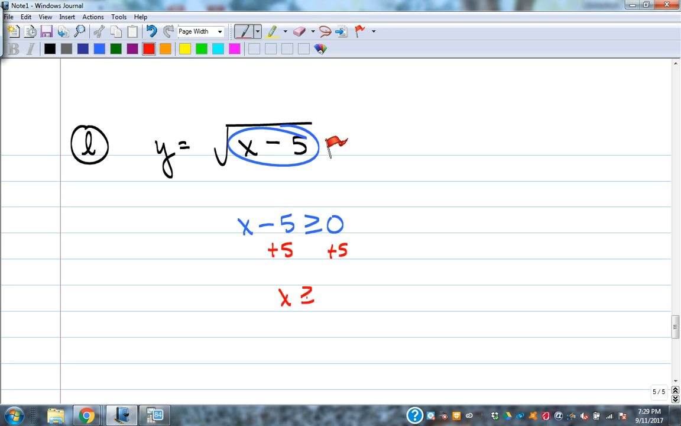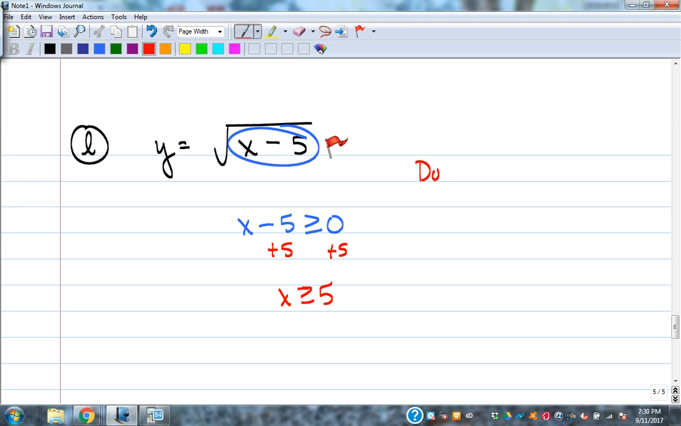That'd be x is greater than or equal to 5. If x is 5 or bigger, then it works. Because if I've got 5 minus 5 is 0, I can take the square root of that. If I had 6 minus 5 is 1, I can take the square root of 1. If I had 7 minus 5 is 2, I can take the square root of 2. It's an ugly decimal, but I can take the square root of it, right? So as long as x does that, I'm good.